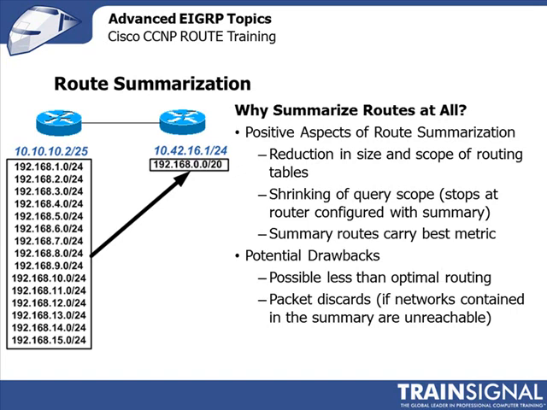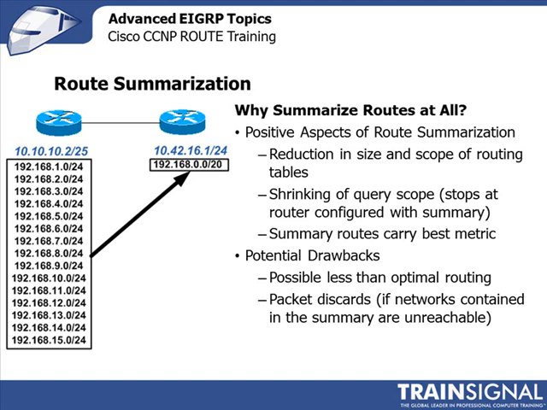When you think about the size of routing tables on the internet, this is one of the reasons why IP version 4 has managed to still stay in existence without crashing and burning on itself. So just some positive aspects of route summarization. First, you're reducing the size and scope of routing tables, not just on the internet, but within an enterprise. The fewer routes that have to be processed, the faster things can go, because it's not placing a burden on the CPU. The other thing it does is it shrinks query scopes.